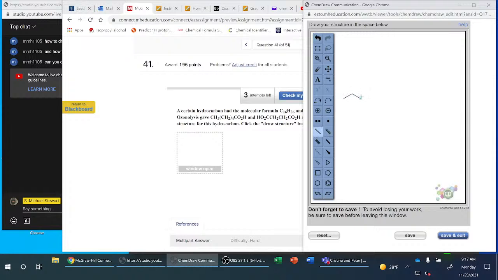2, 3, 4, 5, 6, 7, 8, 9, 10, 11, 12, 13, 14, 15, 16. So our C6 fragment here, the CH3, CH2 taken 4 times, 4 CH2, that's going to be where our first triple bond is. So 2, 3, 4, 5, 6.